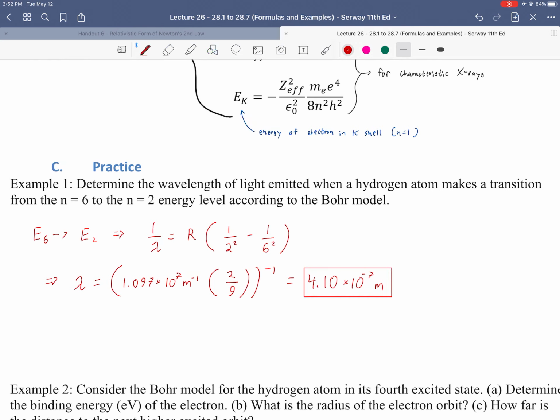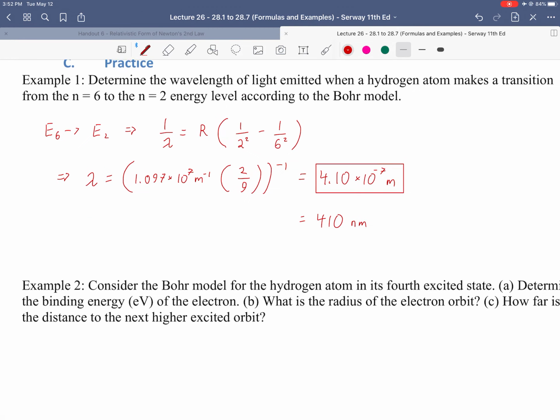But we could express that in terms of nanometers, which would be helpful for comparing that to visible light, or where it is, because it turns out it actually is visible. So 410 nanometers, that tells us that this is sort of bluish light, right? So it's visible light on the blue side. All right, it looks good.